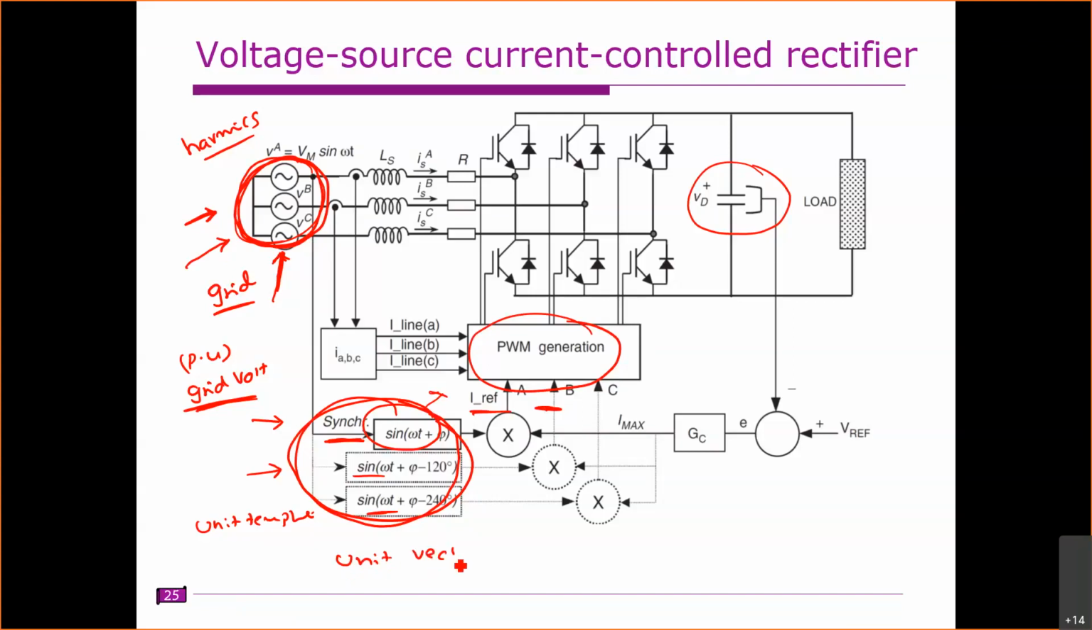Unit vector generation using phase lock loops. You might have studied this PLL, right? So why are these PLLs used? What is the purpose of this PLL, phase lock loops?